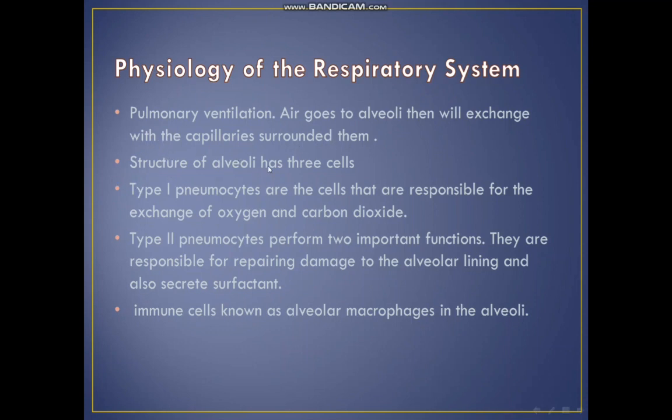The structure of the alveoli has 3 cell types. Type 1 pneumocytes are the cells responsible for the exchange of oxygen and carbon dioxide. Type 2 pneumocytes perform 2 important functions. They are responsible for repairing damage and for producing or secreting the surfactant. There are also immune cells known as alveolar macrophages in the alveoli.